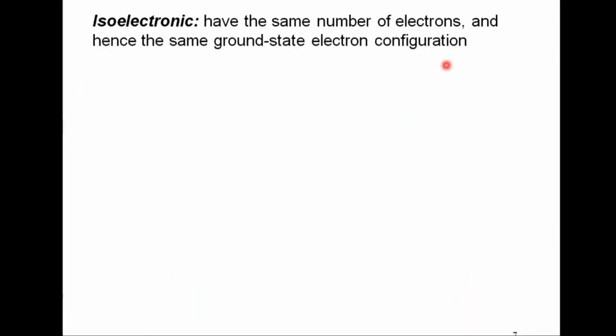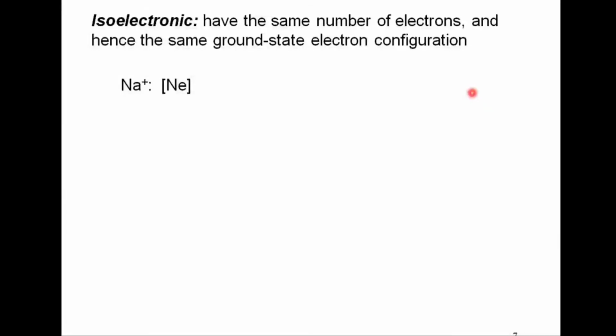Isoelectronic. Now, what are isoelectronic species? Isoelectronic species are those that have the same number of electrons and hence the same ground state electronic configuration. How do they become isoelectronic?